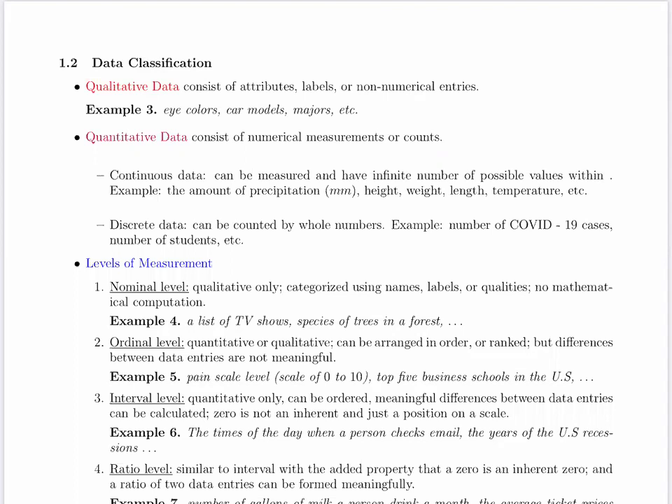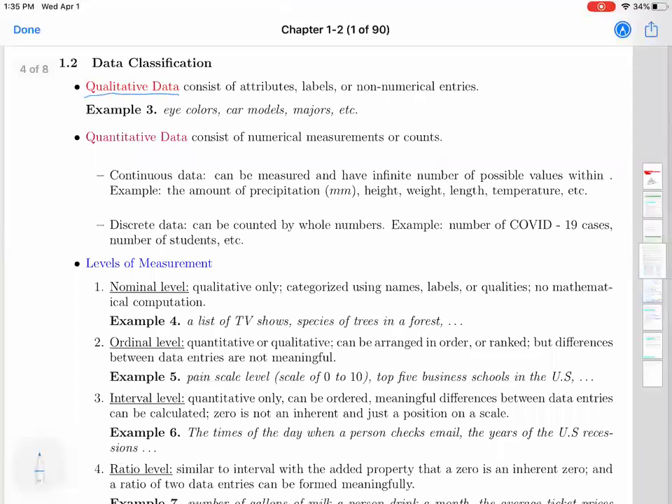First, when we talk about data, there are two types of data. The first is qualitative data. Qualitative data consists of attributes, labels, or non-numerical entries. For example, if you ask, what is your eye color? Your answer should be blue, black, or brown. Those are qualitative data. Or what is your car model? What is your major, and so on and so forth.